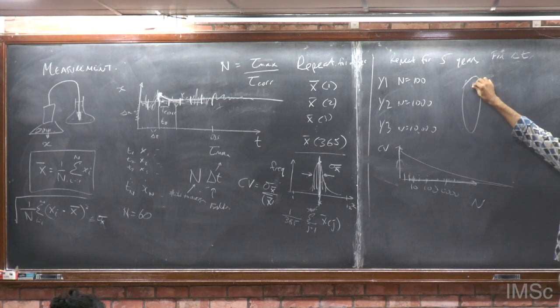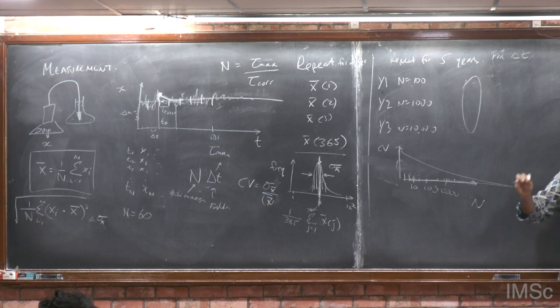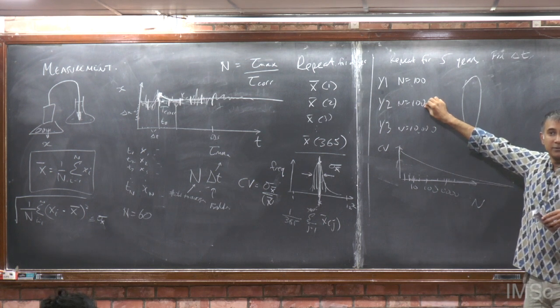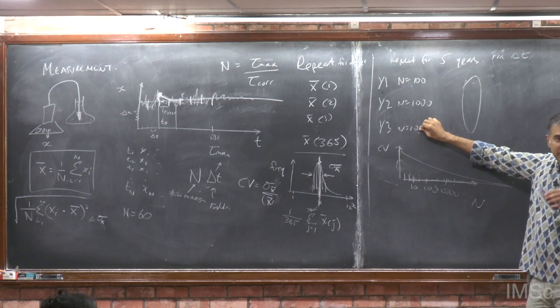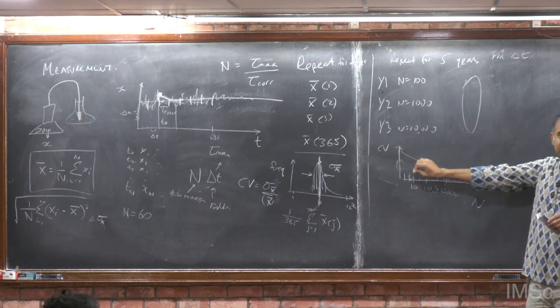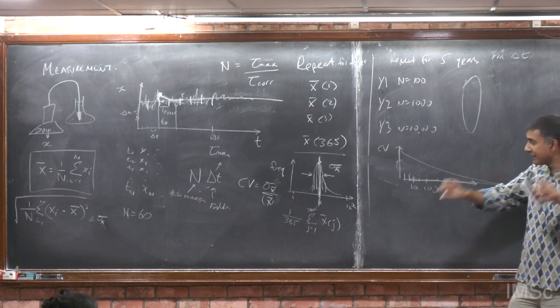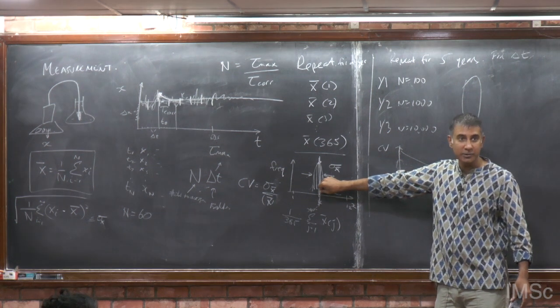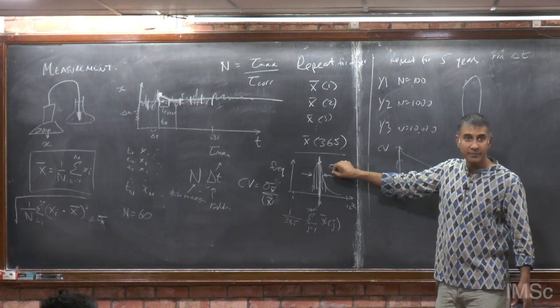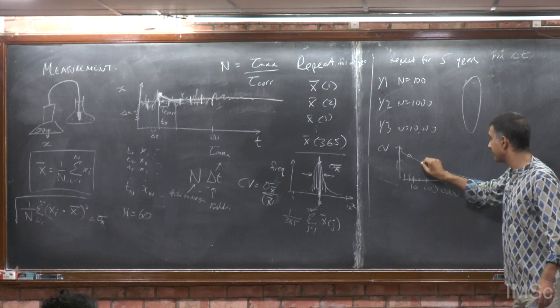In the first year, every day of the year, on January 1st, I make 100 measurements, I take the average. On January 2nd, I make 100 measurements, I take the average. I do that for the whole of 2018. Then in 2019, January 1st, I take 1,000 measurements. January 2nd, I take 1,000 measurements. In 2020, I do the same thing, and I do that for 5 years. And each year, at the end of the year, I have 365 numbers that I plot. And the width of those numbers are what I'm plotting on this graph.